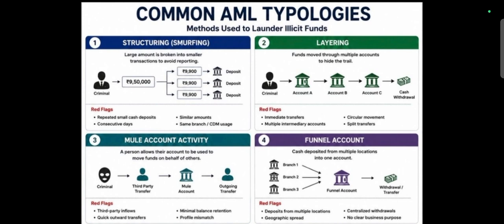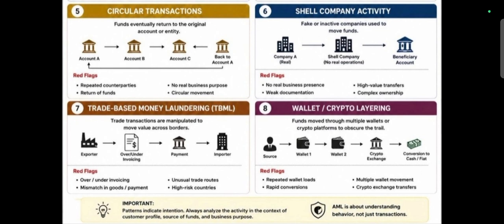So these are some common typologies. Next is the fifth one, circular transaction. I already explained it in the first point. A person deposits money into bank A, and then they move that money into bank B, and bank B moves it to bank C, and after that from bank C that money is moved again to bank A. So it is called a circular transaction. Funds eventually return to the original accounts or entities.